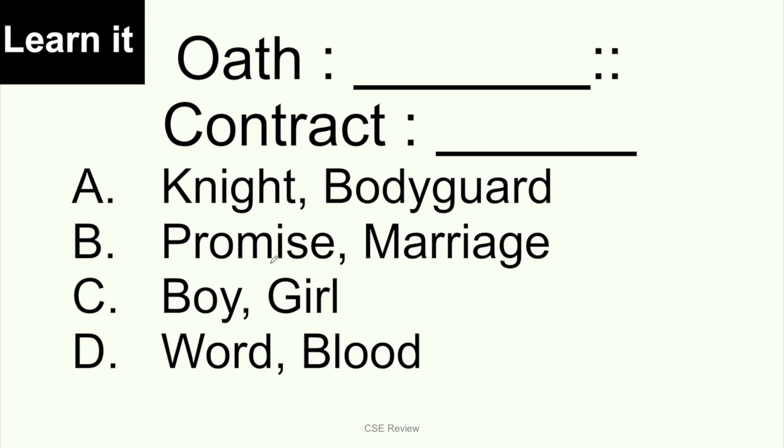All right. So oath is to blank, contract is to blank. Now, when I teach this, ang top answers, I usually promise marriage and word is to blood. But the correct answer here actually is letter A. And let me explain why. Okay? Bakit? Kasi an oath is a promise. Yes, that's right. So, you're assuming na they are synonyms. But, ang contract ba ay marriage?